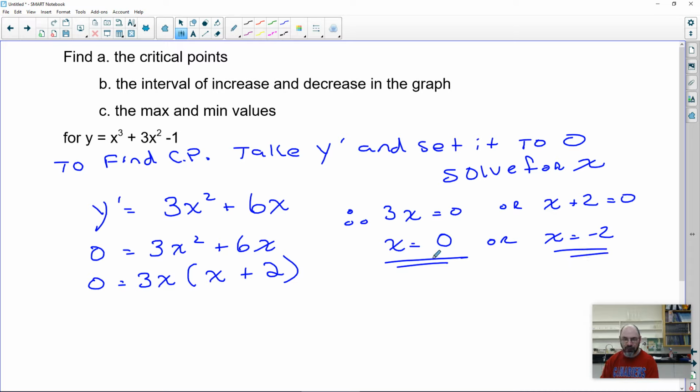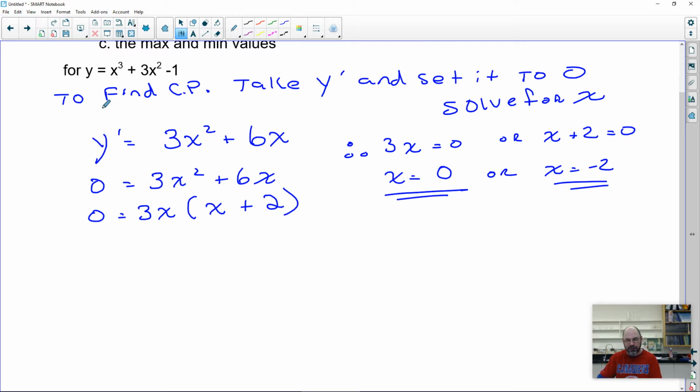Now you can find out what they are. If you put 0 back into here, it would be 0, negative 1 for our critical point. And then if you put negative 2 back into the original one, you get something. And you can find out what your max and min is by doing that. But let's do it. Let's do finding the areas of increase and decrease.